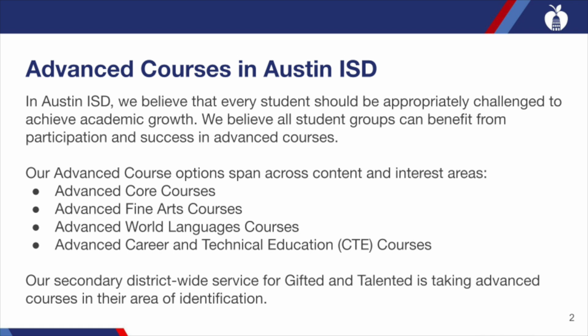Our advanced courses in this goal, or in this constraint, are guided by local policy EIC and span content, interest, and subject areas, from advanced core classes like Advanced English 1 to AP Statistics to advanced fine art courses, upper level world languages, and or advanced career technical education courses. Additionally, these advanced level courses are connected to our gifted and talented population, as our secondary district-wide services for students identified as GT is taking advanced courses in their area of identification.